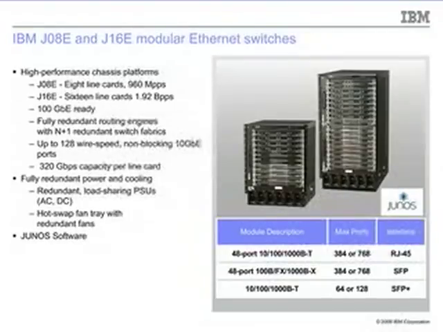Both of these have full redundancy in terms of power supplies, routing engines, switching fabrics, etc. They can support up to 128 wired speed non-blocking 10 gigabit ports, and these are ready for the 100 gig interfaces with minimal changes in hardware. This is some pretty heavy stuff. Let's talk about the routers.